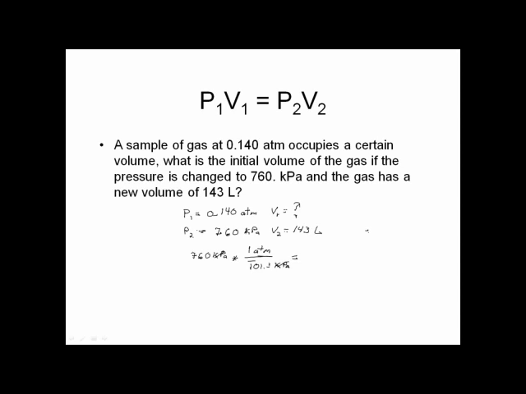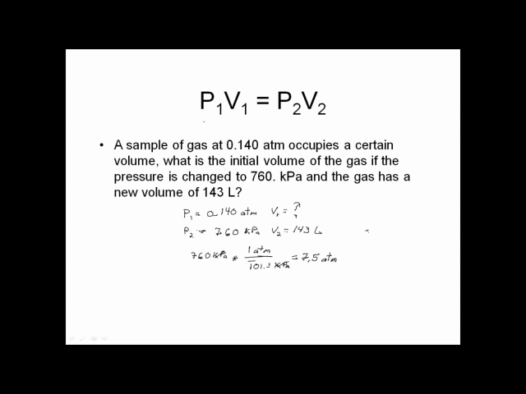I see that is 7.50 atmospheres. Again, I'm going to drop the 0 for right now, just because of my pen problems. So we're going to see the pressure increased quite a bit. It went from 0.14 atmospheres to 7.5. So the volume would have had to decrease. Our answer should be higher than 143, and substantially higher. So we're looking for V1.